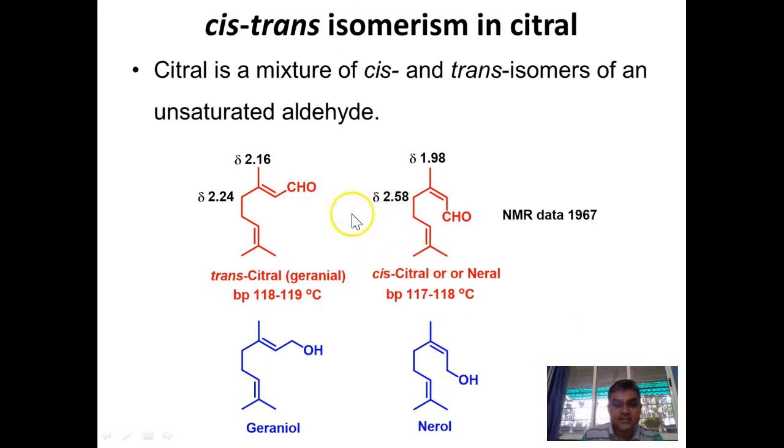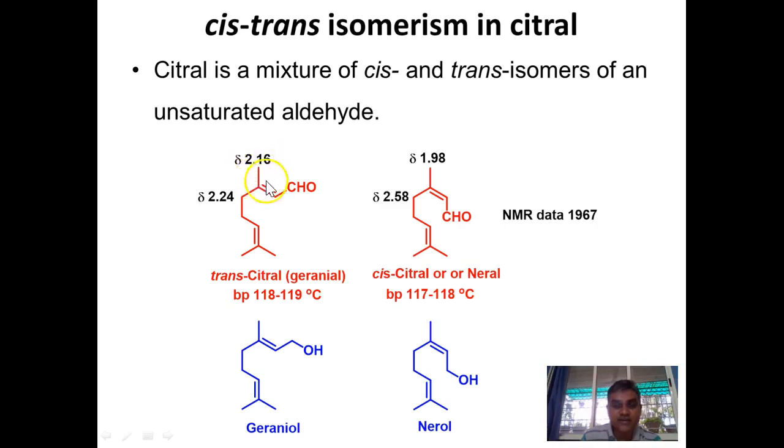Now the citral molecule shows cis-trans isomerism. The trans form is called geranial and the cis form is called neral. Geranial and neral cannot be differentiated on the basis of physical methods like boiling point. They have very close boiling points, but with the help of NMR we can differentiate these two molecules very easily. This is a methyl group attached to the double bond.